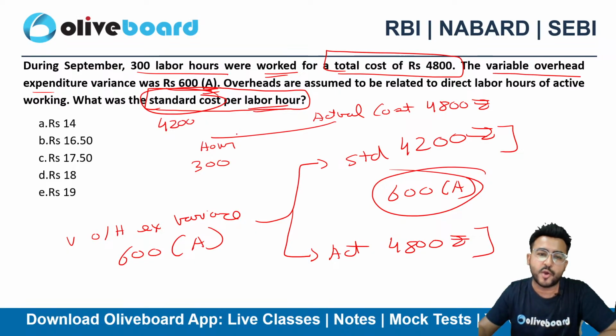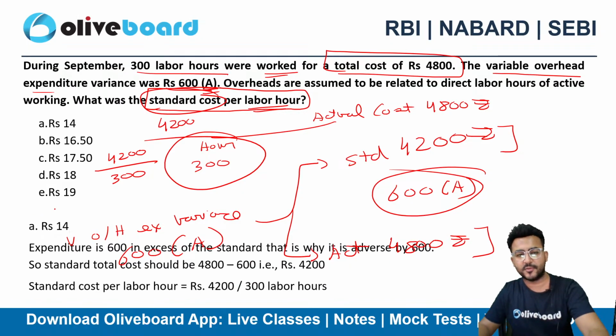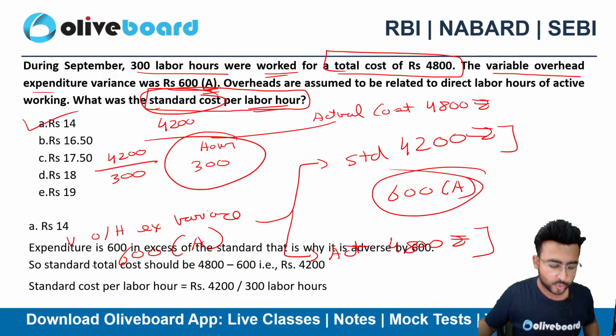Per labor hour, how many hours we worked? 300 hours. So 4200 is the standard cost divided by 300 hours that we worked. The correct choice here will be option A, 14 rupees.